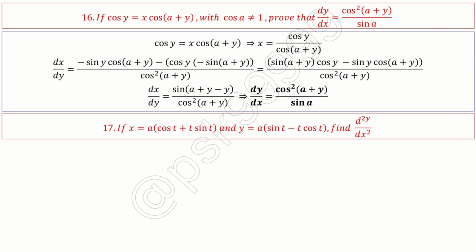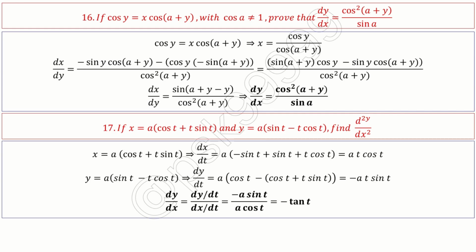Okay. Next, x equal to a times (cos t plus t). Okay, this is parametric form. So you just need to find the second order derivative in the parametric form. That's all. Okay, so you take first dy by dx. Dy by dx is nothing but minus tan t.